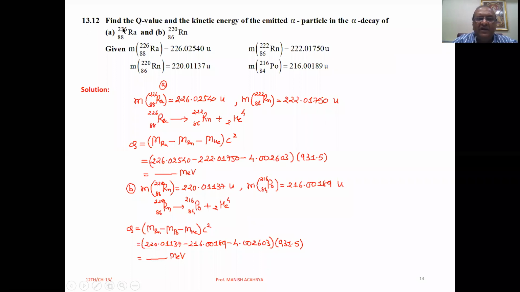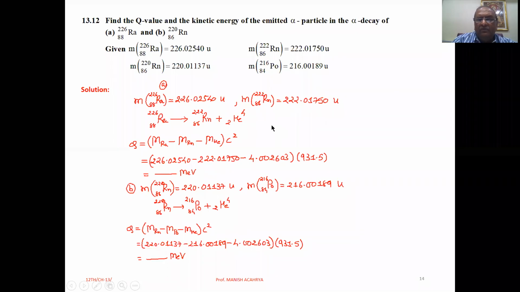Next, 13.12. Find the Q value and kinetic energy of the emitted alpha particle in the alpha decay of 88 Ra226 and 86 Rn220. Mass of 88 Ra226, mass of 86 Rn222, mass of 86 Rn220, mass of 84 Po216, all are given to you.